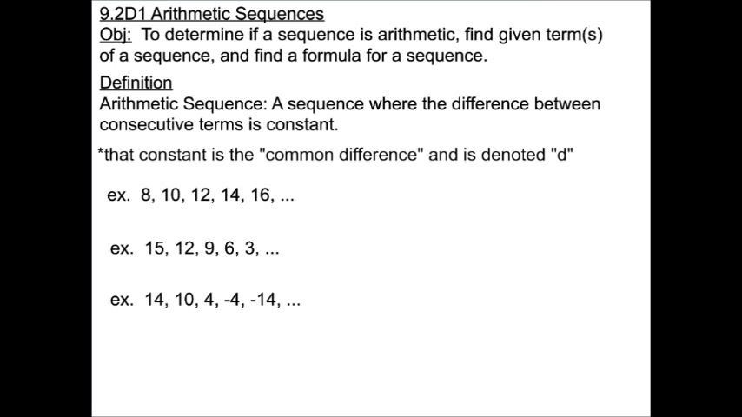Alright. Okay, by definition, an arithmetic sequence is a sequence where the difference between consecutive terms is constant. That constant is a common difference and is denoted by a variable d we're going to use.